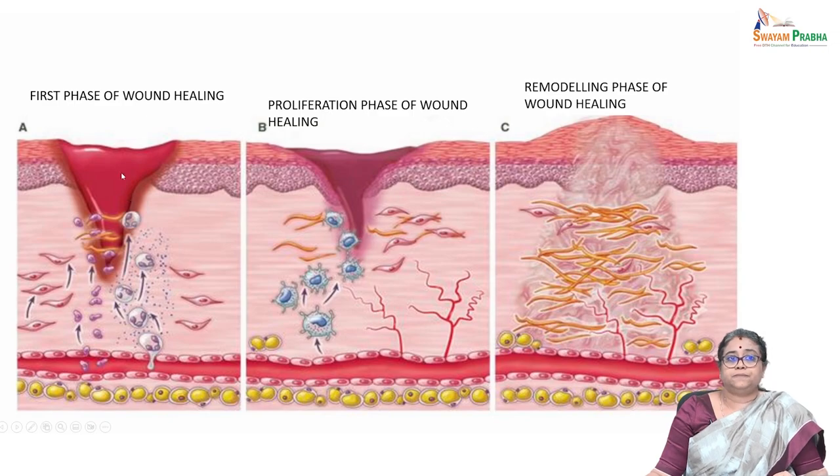Now, this is where I'm going to be showing the similarity between wound healing and transformation and malignancy. In case of a wound, whenever there is a wound, in the first phase of wound healing, you see that you have the activated fibroblasts and a lot of immune cells also getting activated. So all these activated cells are traveling to the site of the wound.